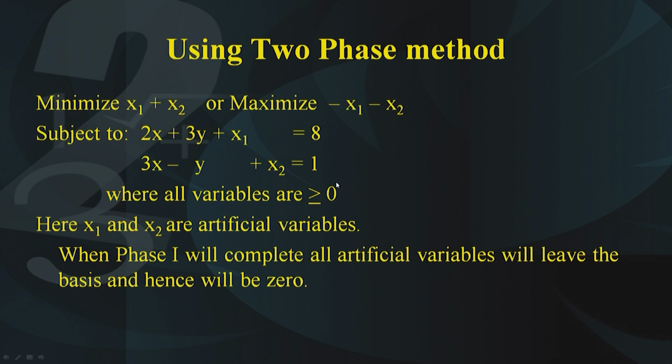Now phase 1 will be completed. When phase 1 is completed, we will find that all the artificial variables have disappeared, provided the system of equations has a solution, because if it does not have a solution, then it will indicate that there is no solution to the problem. But if the system has a solution, then at the end of phase 1 all the artificial variables will disappear.